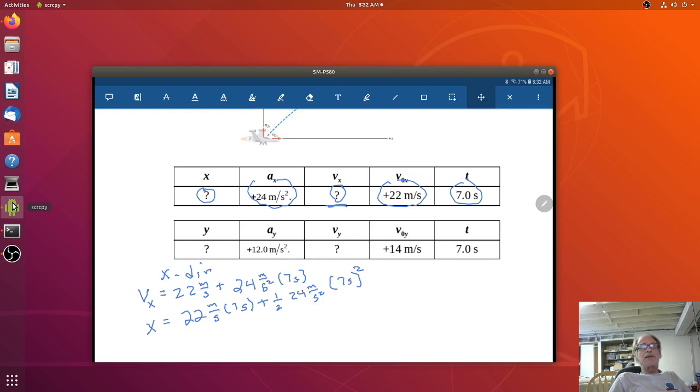Then I do the same thing in the y direction. We're using y instead of x for the position in the y direction. So v sub y would equal, well, what's v0y? 14 meters per second, plus the acceleration, which is 12 meters per second squared, times the time, which is 7 seconds. Once again, you can crunch that number out. The y position of the spacecraft is going to be v0y, 14 meters per second, times t, which is 7 seconds.